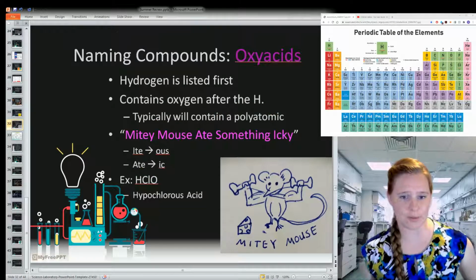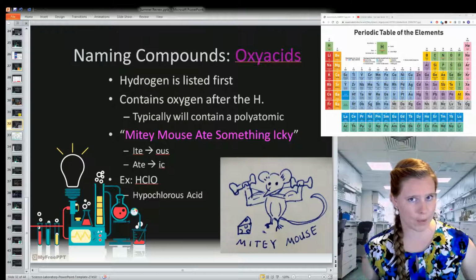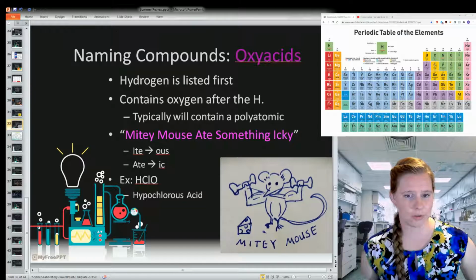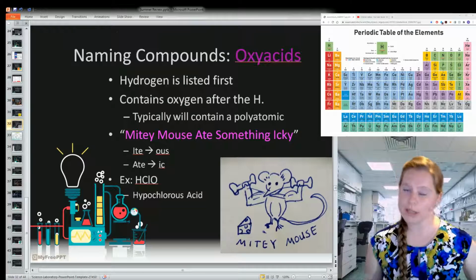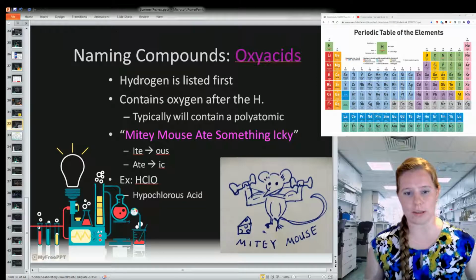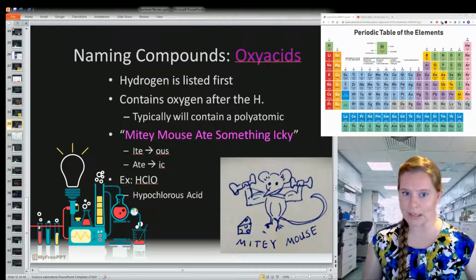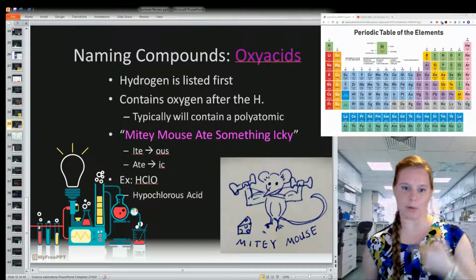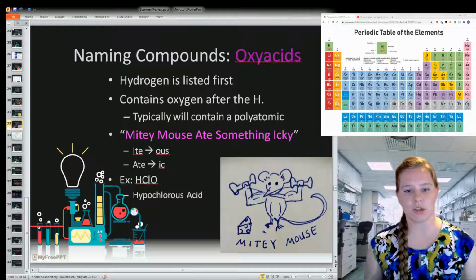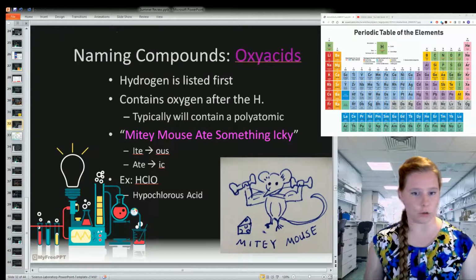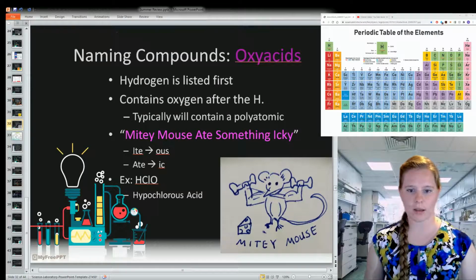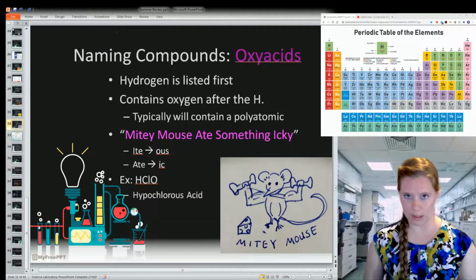Here's how we'd use this. If you have HClO, I have an H first, followed by a polyatomic. This is hypochlorite. In order to name the acid, I have to change the ending. This is hypochlorite, so Mighty Mouse: ite becomes us. It's going to be hypochlorus. And then just put the word acid. You do not need a hydro in front. Okay? Change the ending, put the word acid. That's all you got to do.